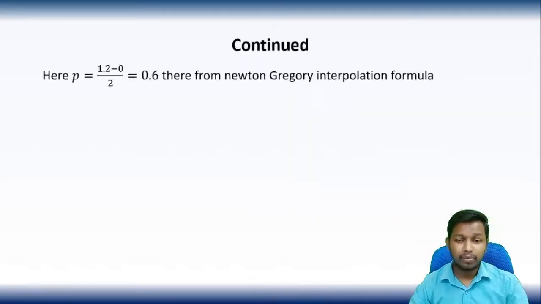Next, calculate the value of p, since we have to find the functional value f of 1.2. So 1.2 minus the initial value 0, that is 1.2 minus 0, divided by 2 gives us 0.6.